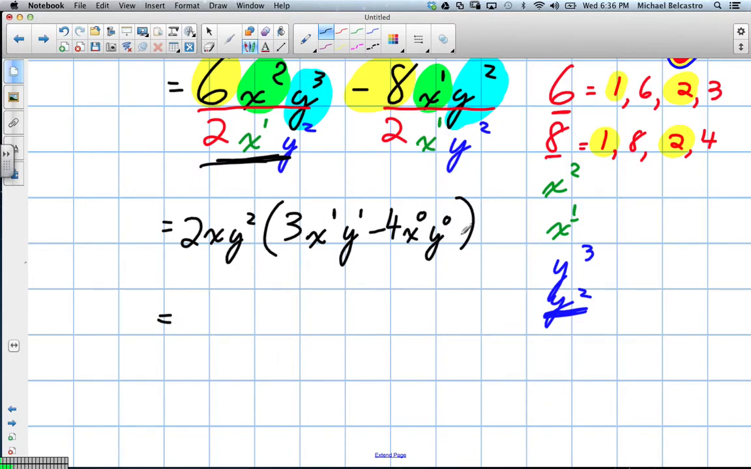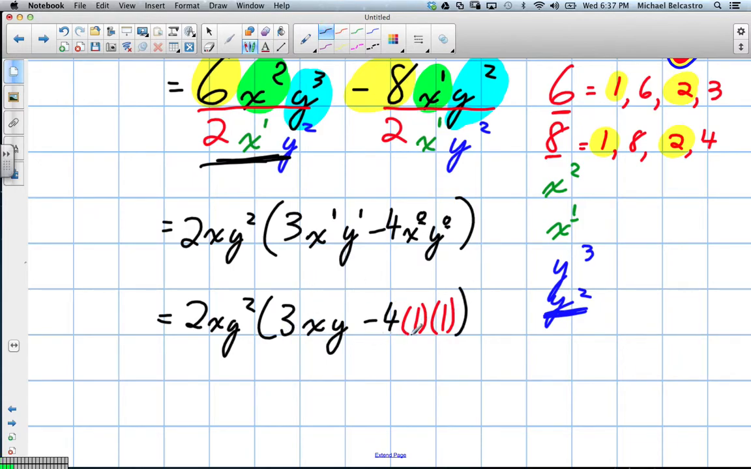And this answer is right, but your teacher will probably want you to write in a more simplified version. So 2xy squared, that's a common factor. When we have something to the power of 1, we don't have to write that 1 in. We can just write x. And same with the y. Now, when something's to the power of 0, it actually equals 1. So x to the power of 0 is 1, y to the power of 0 is 1. So what's -4 times 1 times 1?